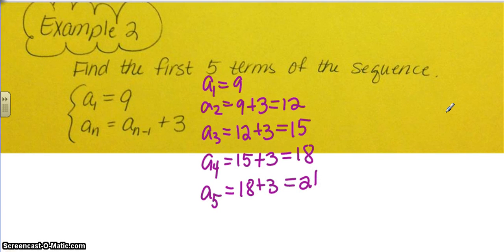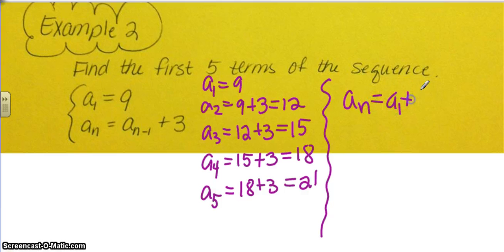Now I hope that you noticed that this is an arithmetic sequence. Each time to get the next term I have to keep adding 3. So 3 is my common difference. If you remember from a section or two ago, if I have an arithmetic sequence, a sub n is equal to a sub 1 plus n minus 1 times d. So this is the recursive.